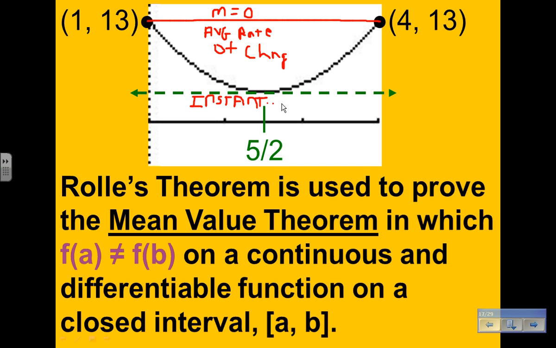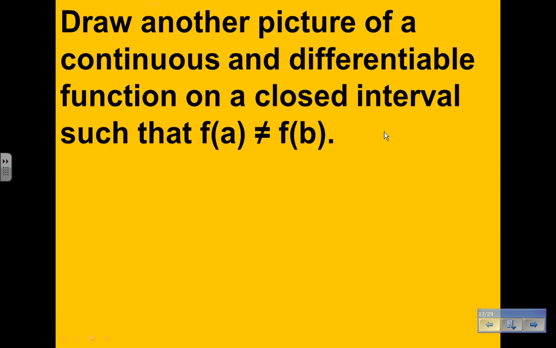Instantaneous, you get the idea, okay? The instantaneous rate of change equals the average rate of change. All right? That's the mean value theorem. All right, time to move on.